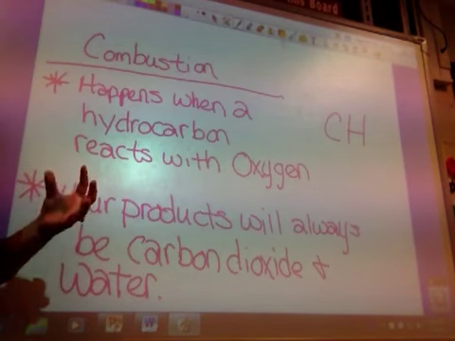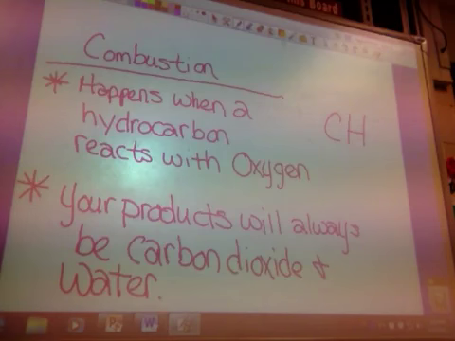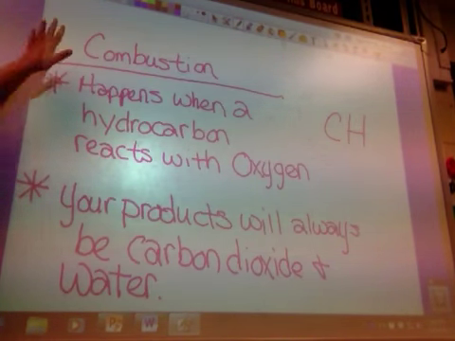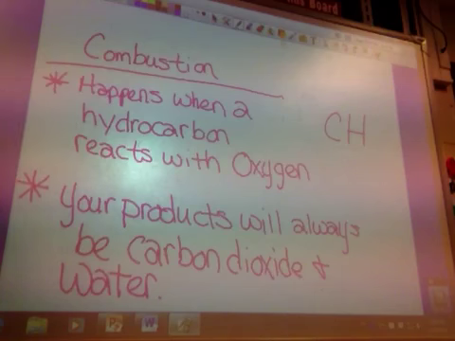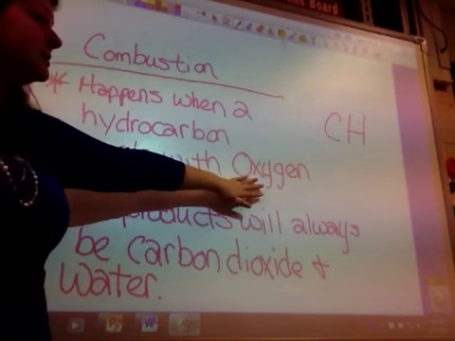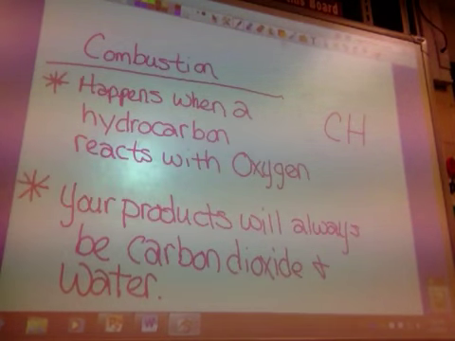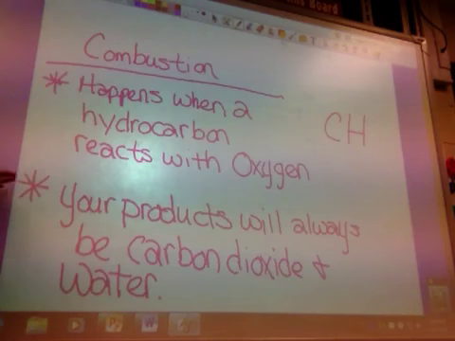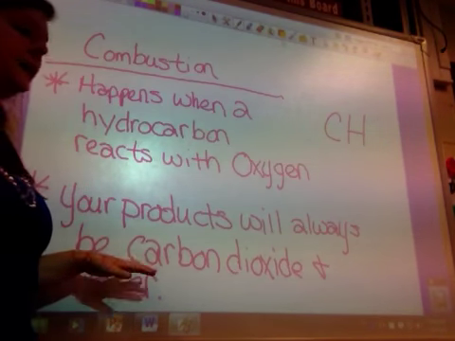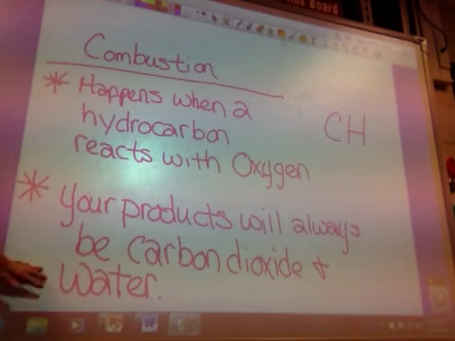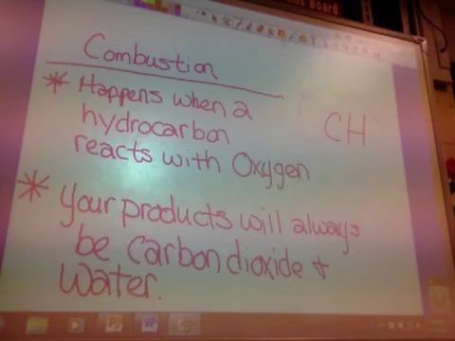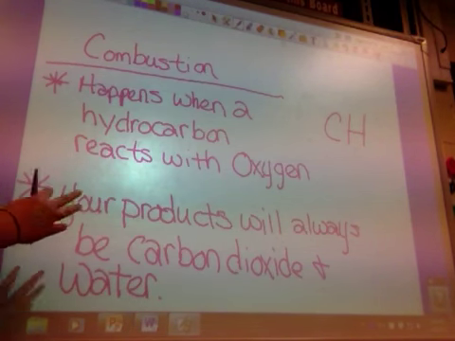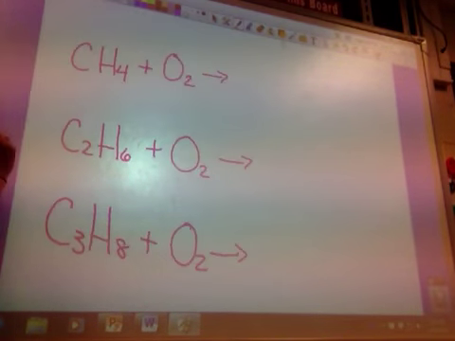Sometimes you may also have a carbohydrate. So that's going to be a C, H, and O compound. So it could be either one of those. So combustion will happen when you have a hydrocarbon reacting with oxygen, and you're going to produce every single time carbon dioxide, which we know is CO2, and water, which we know is H2O. So let's look at some examples of combustion reactions.